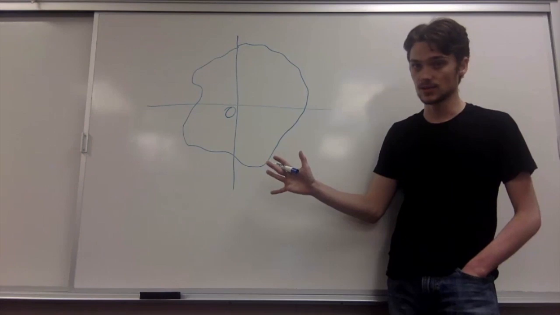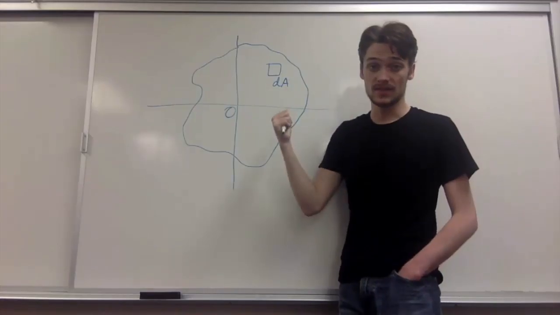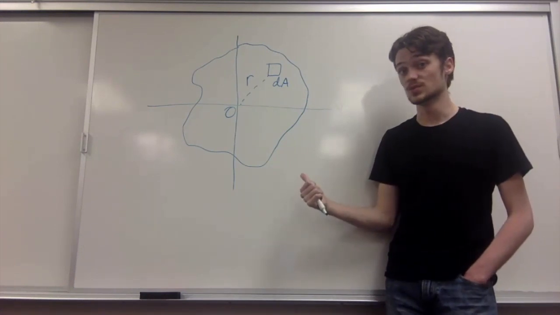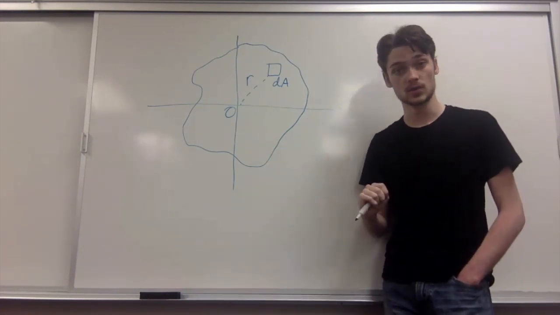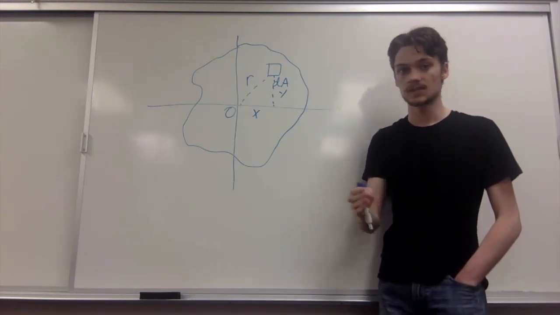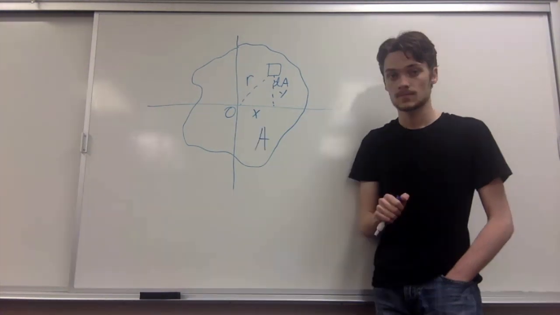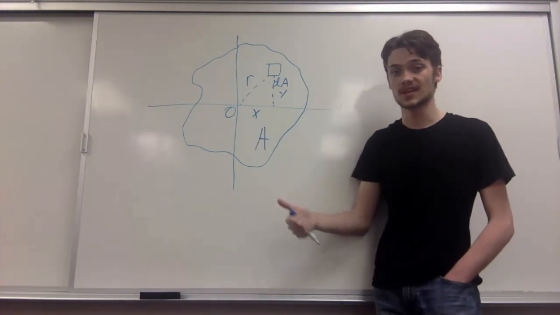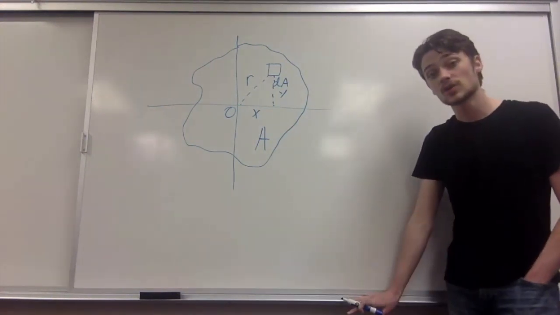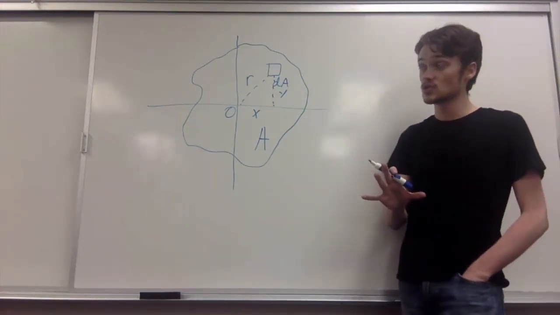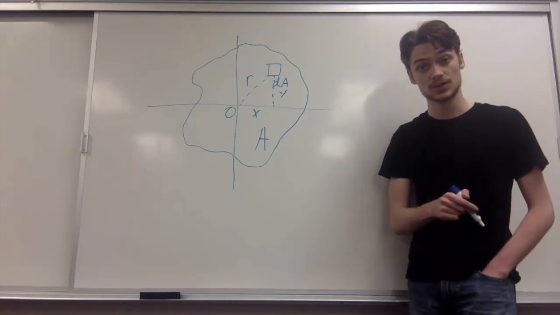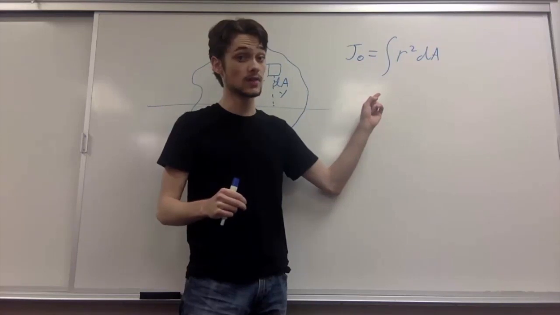Now let us consider this funky-looking object. We have our infinitesimal area dA, and this area dA is going to be some distance r away from the origin. dA is also some distance x along the x-axis, and some distance y along the y-axis. Let's also say that this funky object has some area A. We can find the second moment of inertia, but instead of finding it with respect to a particular axis, we are going to find the polar moment of inertia. J0 is equal to the integral of r squared dA.